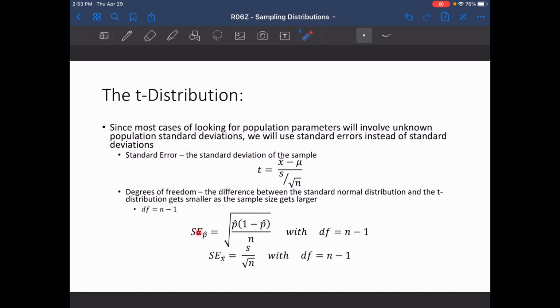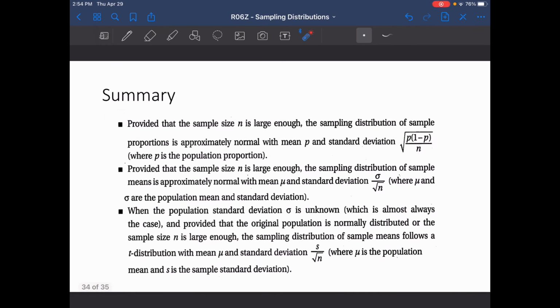Then if we were going to find the standard error for our sample proportion, that would be the square root of the sample proportion times the sample proportion for failure divided by the total number in the sample, with degrees of freedom at n-1. And if we wanted to find the standard error for our sample mean, in that case, we would take the sample standard deviation divided by the square root of the total number in the sample with degrees of freedom at n-1 as well.